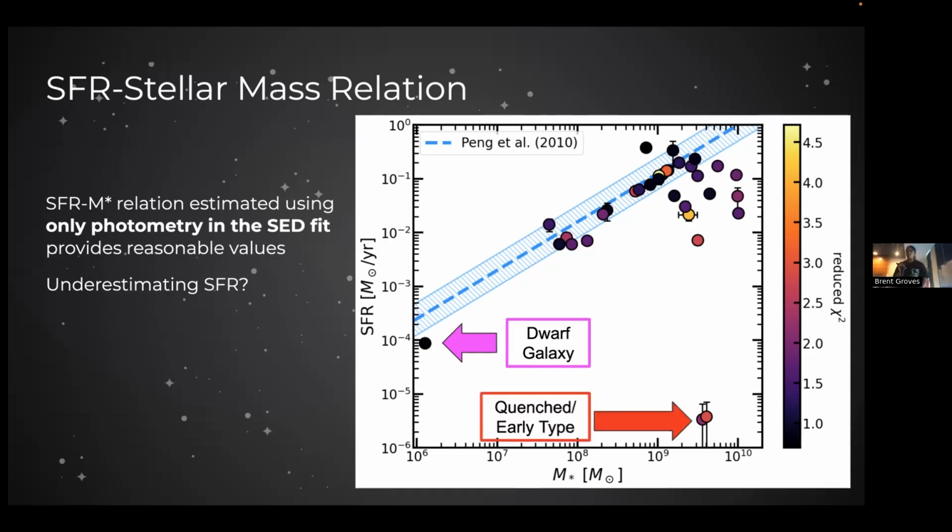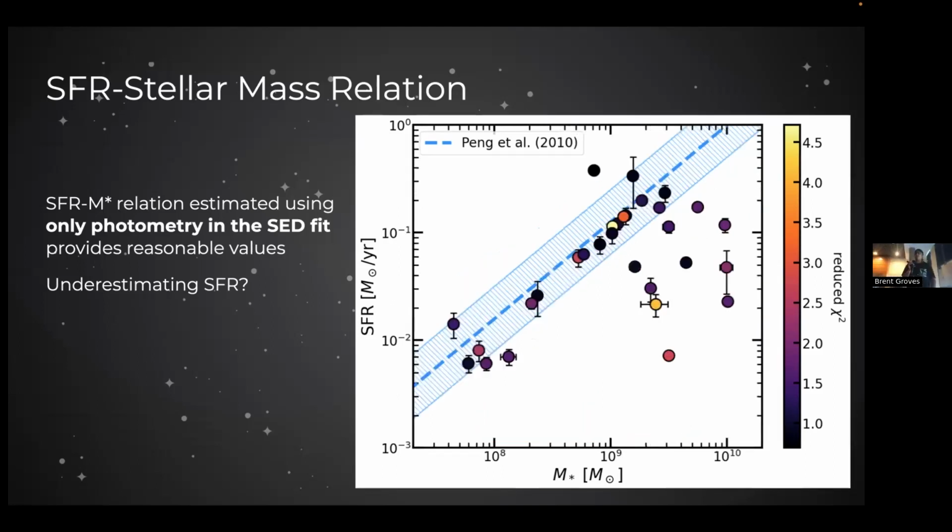We also find two quenched or early type galaxies in our sample, which are not expected to follow the star forming main sequence. Once we clean up our sample, we see things line up better with observations, but we still see a few problems since we're only using photometry. And it seems like we're underestimating the star formation rate in a lot of cases.